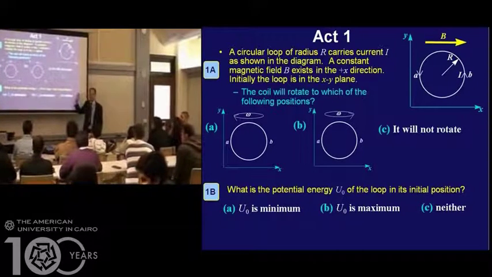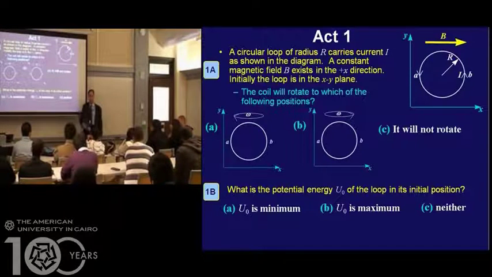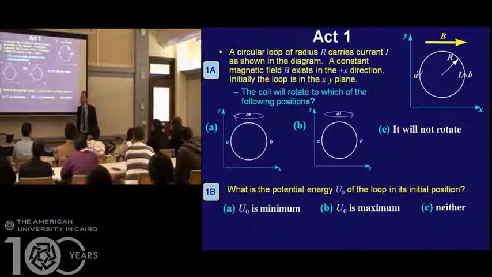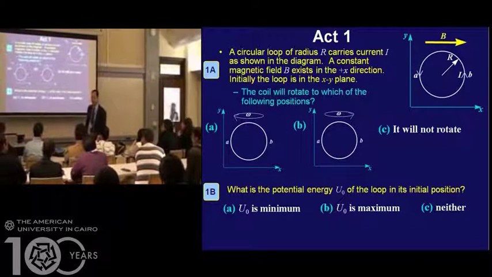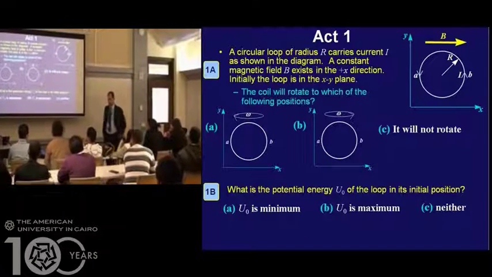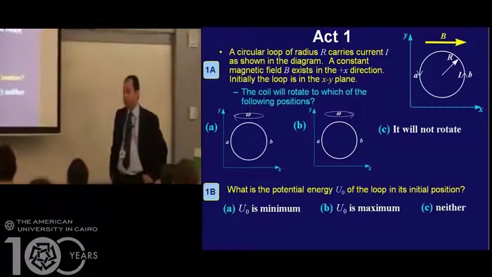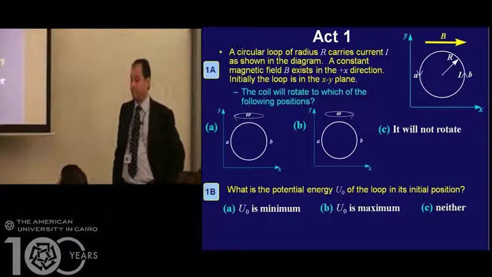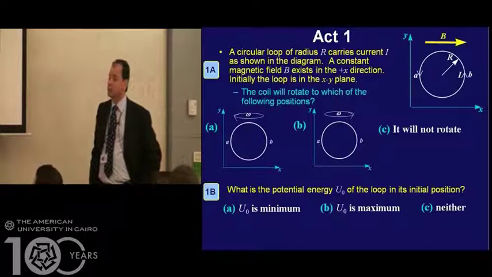C. It will not rotate at all. So that means that we have at least three groups that did not get the answer yet. Let's do it together. So, what should we do? Apply the right hand rule. Apply to do what? To get the mu cross, the magnetic dipole moment.